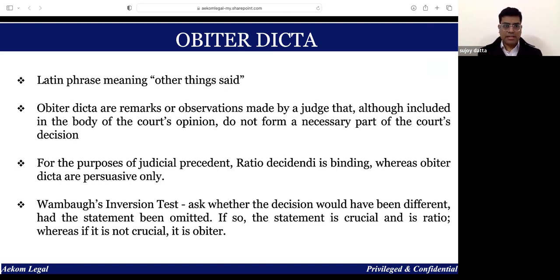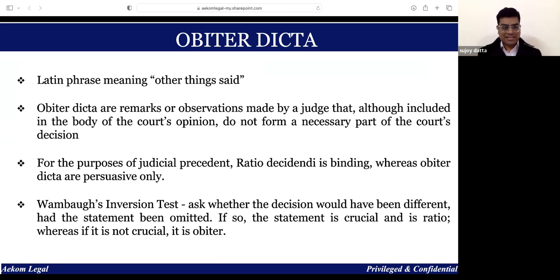The principle behind reducing the binding value of obiter is because it is assumed that the court could only give the best of its attention to the particular question that was raised before it, and any answer given in respect of other questions which are not in controversy before the court would not have obtained the full benefit of a detailed consideration by the court, and hence ought not to be taken to have binding value.